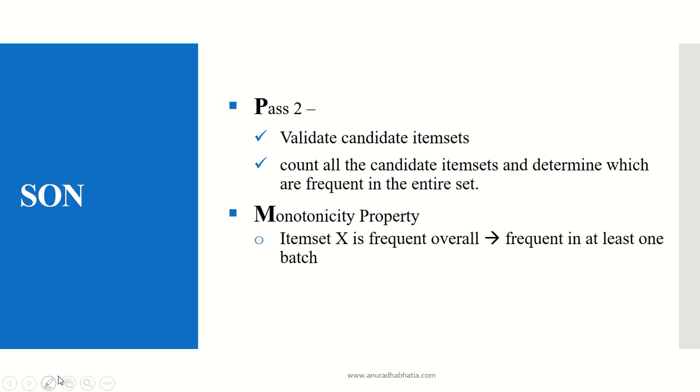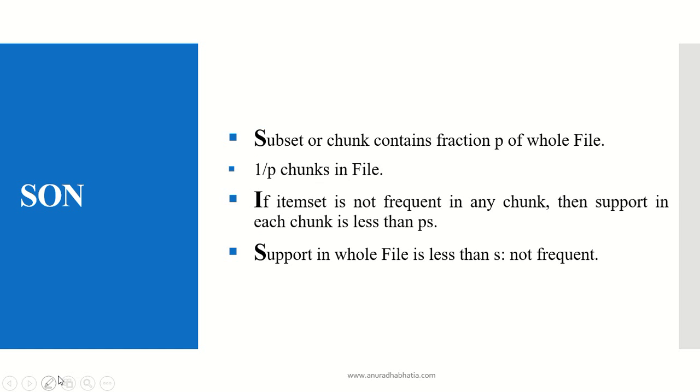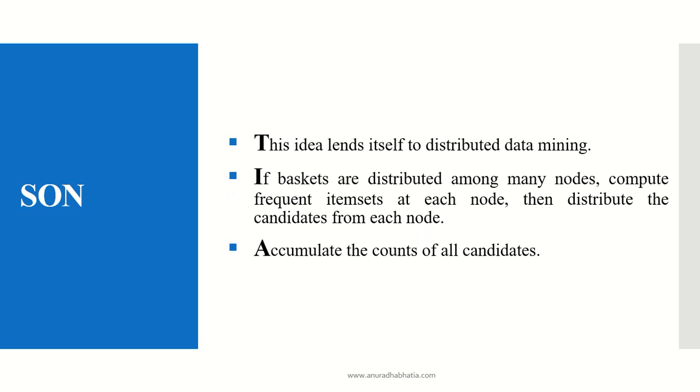If it is occurring in more than one, then only it is frequent. Now a subset or chunk contains fraction P of the whole file. I upon P is the chunk in the file. If the item set is not frequent in any chunk, then the support in each chunk is less than PS. This is the support which needs to be calculated for this particular fraction P. If the support in the whole file is less than S, that means it is not frequent. If anything is less than the support which we calculate, then that particular item is not frequent.